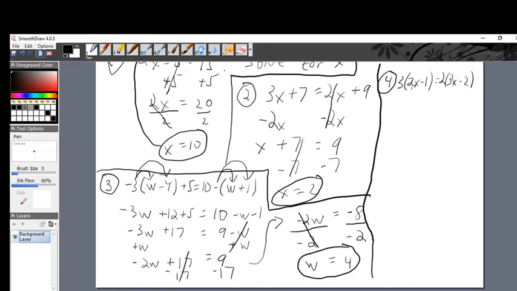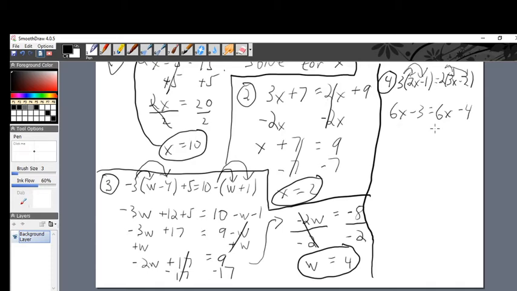Okay, distribute the 3 across the parentheses. Let's do our multiplication. So 3 times 2x is 6x. 3 times negative 1 is negative 3. 2 times 3x is 6x, right? Distribute this one across the parentheses also. And 2 times negative 2 is negative 4. Okay. Can't have x's on both sides, so I got to get rid of one of them.